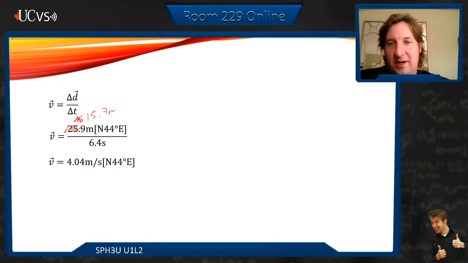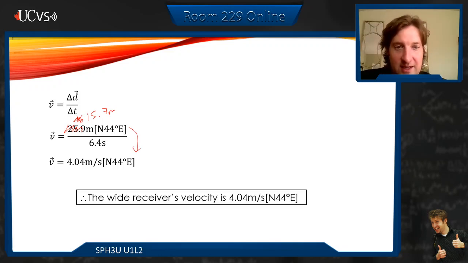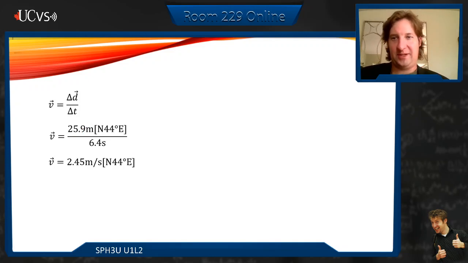I should put meters on there. 15.7 meters divided by 6.4 seconds, and we get a final answer of 4 meters per second. And remember, the directionality carries on to get our final answer. So the wide receiver's velocity, velocity, not speed, is going to be 4 meters per second north, 44 degrees east. Oh, and really I should get rid of that 4 there. That's not right either, is it? Let me just check that number. That's not a correct number. All right, I fixed it. I apologize. Copy and paste is wonderful, but you can miss something sometimes.